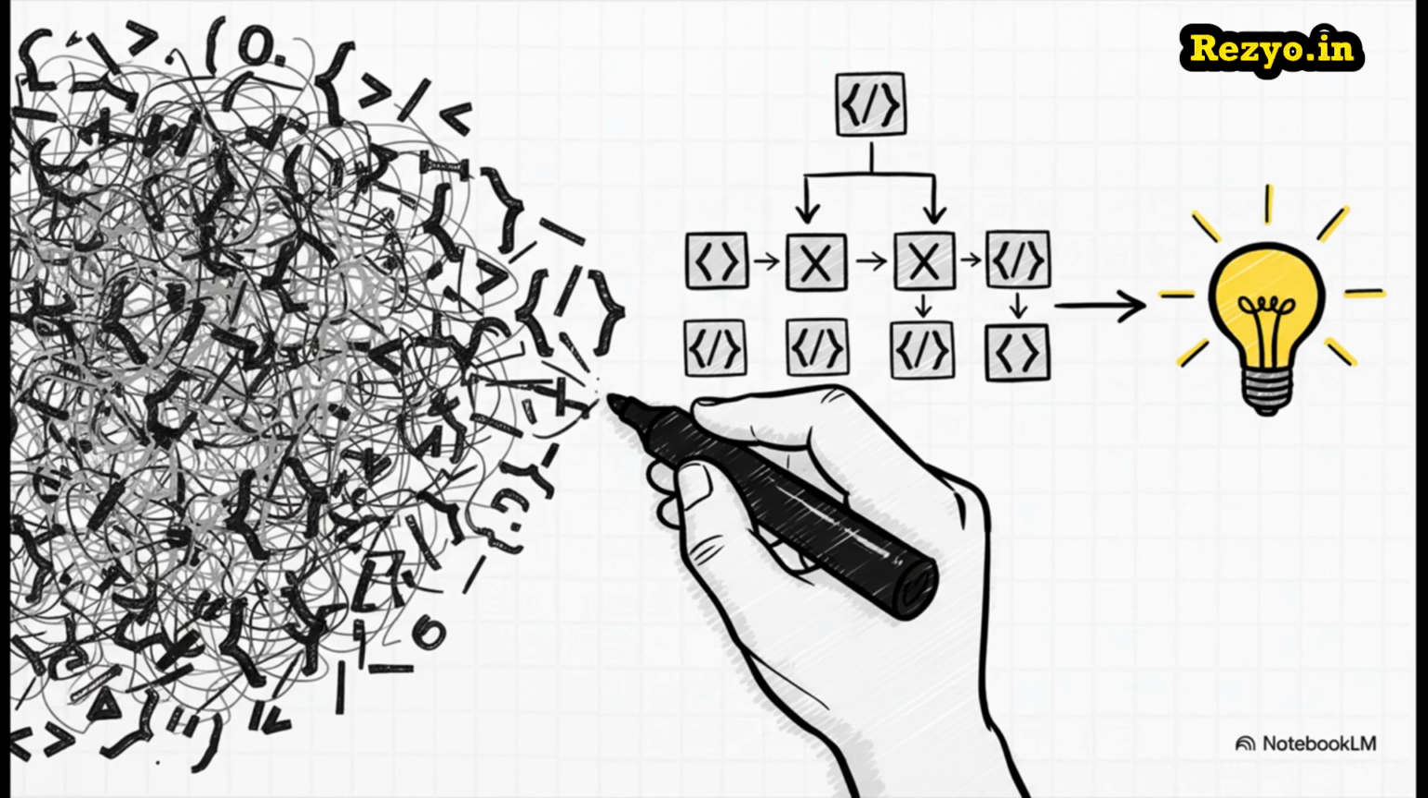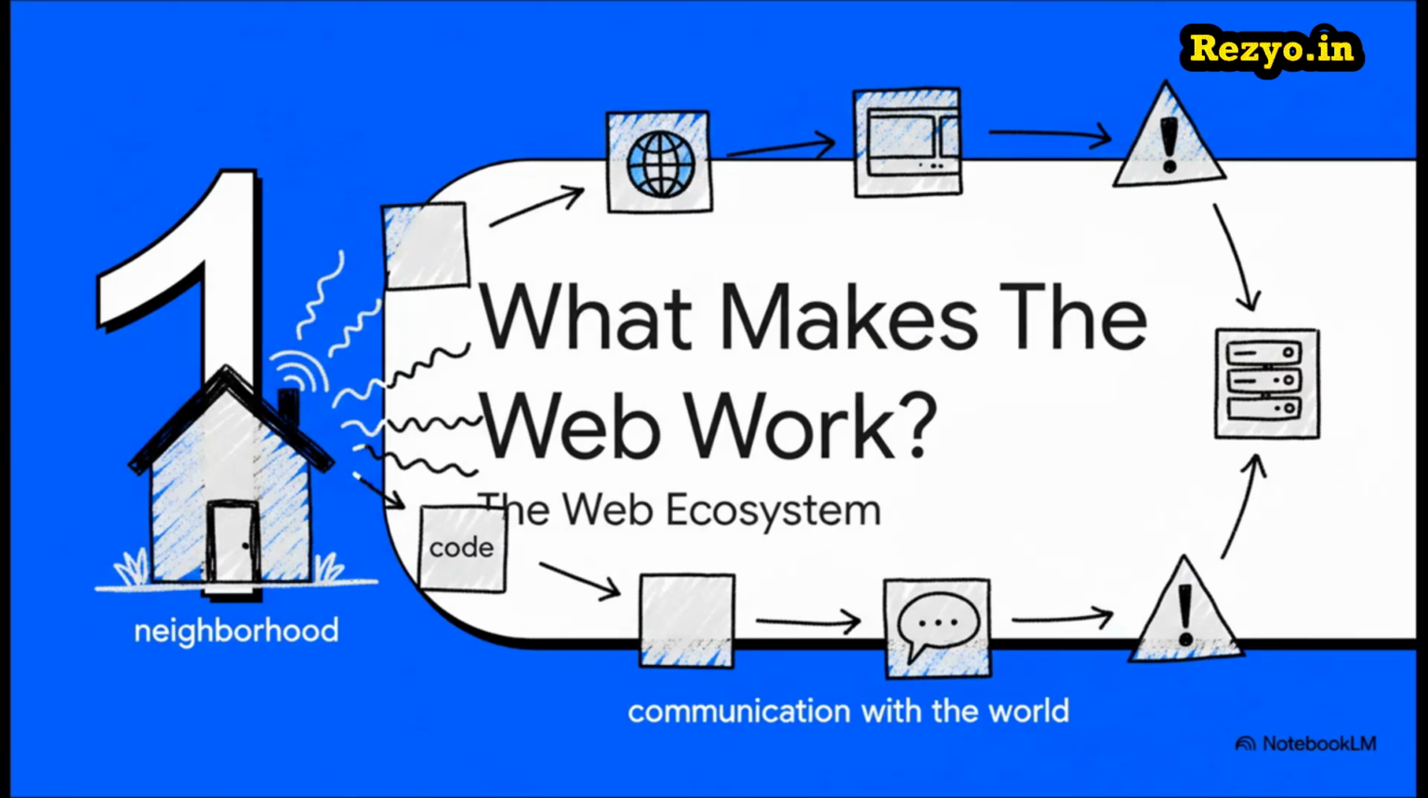you'll know how to write it yourself. But okay, before we can start building, we have to understand the neighborhood our code is going to live in. You can't just write this stuff in a vacuum. It has to be able to talk to the rest of the world.